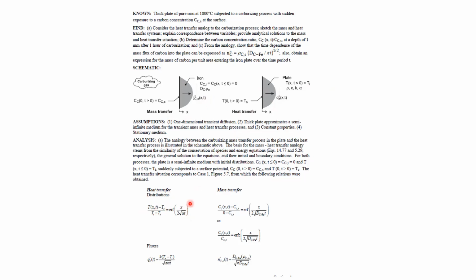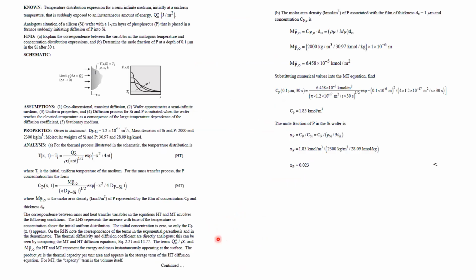So for heat transfer, this is the equation for a semi-infinite medium, where we will consider this as the penetration for a particular temperature. For mass transfer, that will get modified like this. The flux will also be modified like this, in terms of concentration and molar quantities. So these are the expressions that will come in useful. Okay. So for our question, the temperature distribution is set here and it is exposed to an amount of q double dot. And determine the mole fraction. So we assume 1D transient diffusion, and the wafer we approximate as a semi-infinite medium.